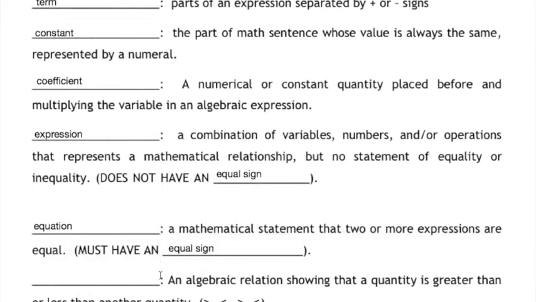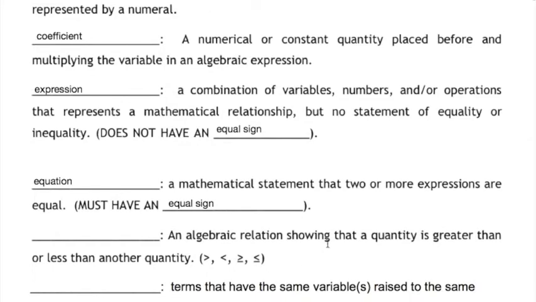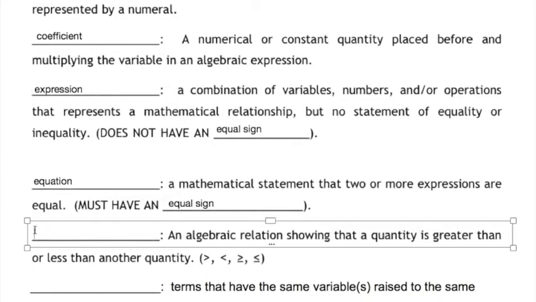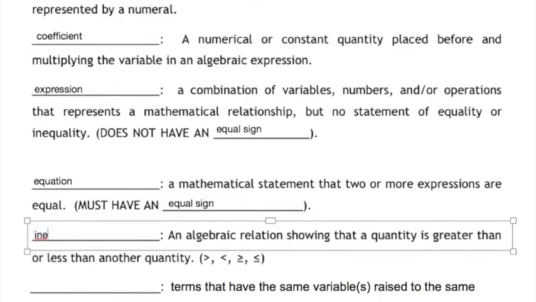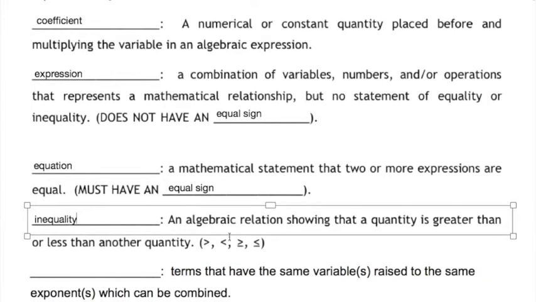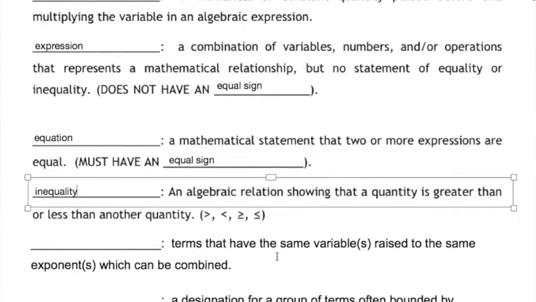An algebraic relation showing that a quantity is greater than or less than a quantity is an inequality. And it would have one of these four symbols. We'll talk more about those. A greater than, a less than, a greater than or equal to, or a less than or equal to.